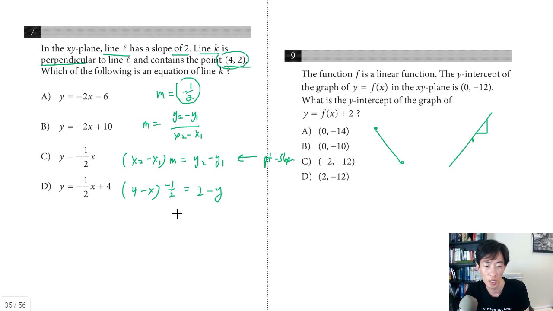To get rid of this fraction, we're going to multiply by negative 2 on both sides. That leaves us with 4 minus x. 2 times negative 2 is negative 4. Negative y times negative 2 is positive 2y. Add 4 to both sides. We get 8 minus x equals 2y. Divide the whole thing by 2. y equals (4 minus x) over 2. This is the same as the answer, choice D. So if you didn't have the choices, this is kind of the real way of doing it. Given that they've given us answer choices, it makes the problem a lot easier because you can just use process of elimination.